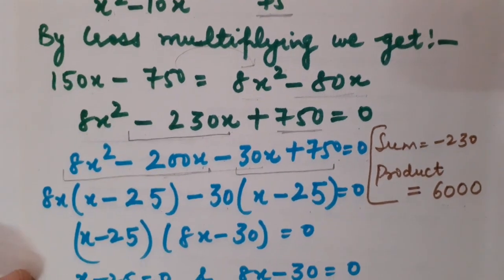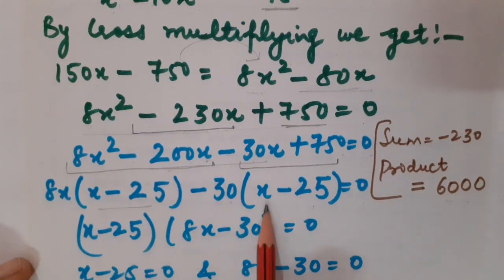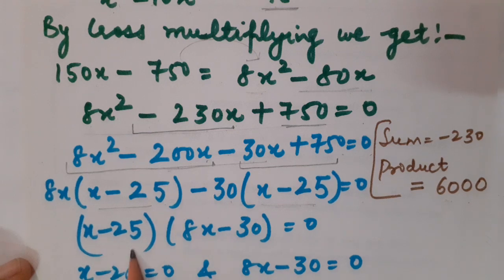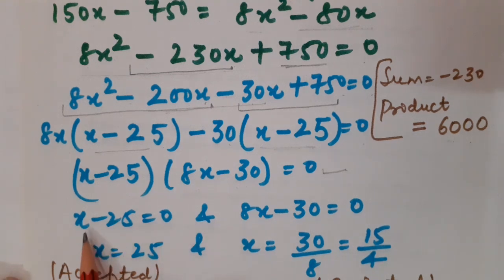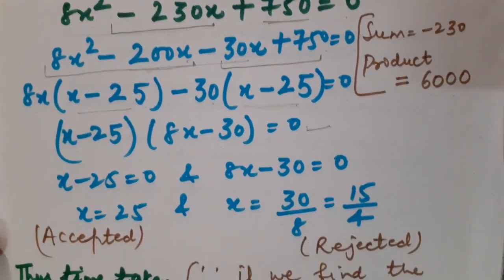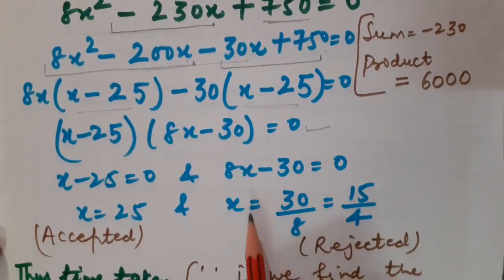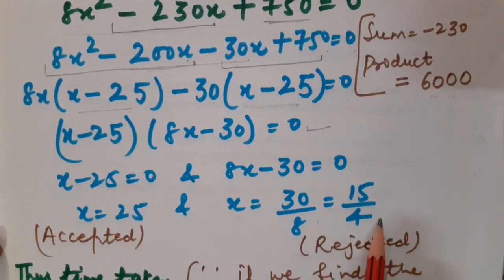Correct, children? Now, this is x minus 25. This is also x minus 25. So it will be written once only, x minus 25. 8x minus 30 will be written in another bracket, equating both the expressions to 0. So while equating the very first term to 0, I have got x is equal to 25. Fine. And when I equated the other bracket equal to 0, I have got x is equal to 30 upon 8, that is 15 upon 4.